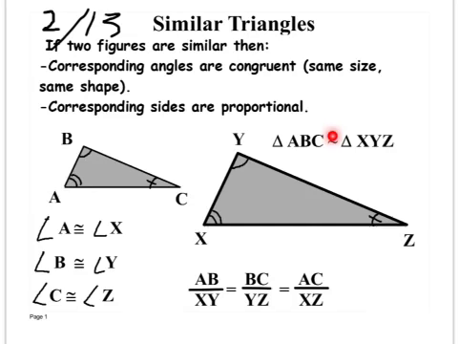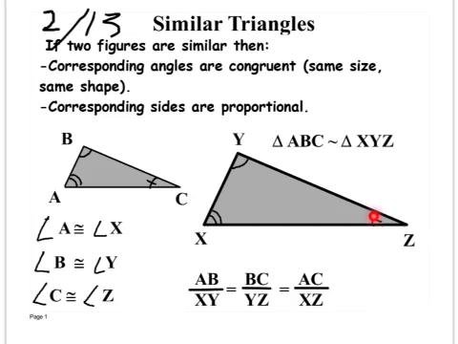So if you look, angle A is congruent to angle X. They have the same symbol. Down here it says this is congruent to each other. B and Y are corresponding, and C and Z are corresponding. They have the same angle measure.